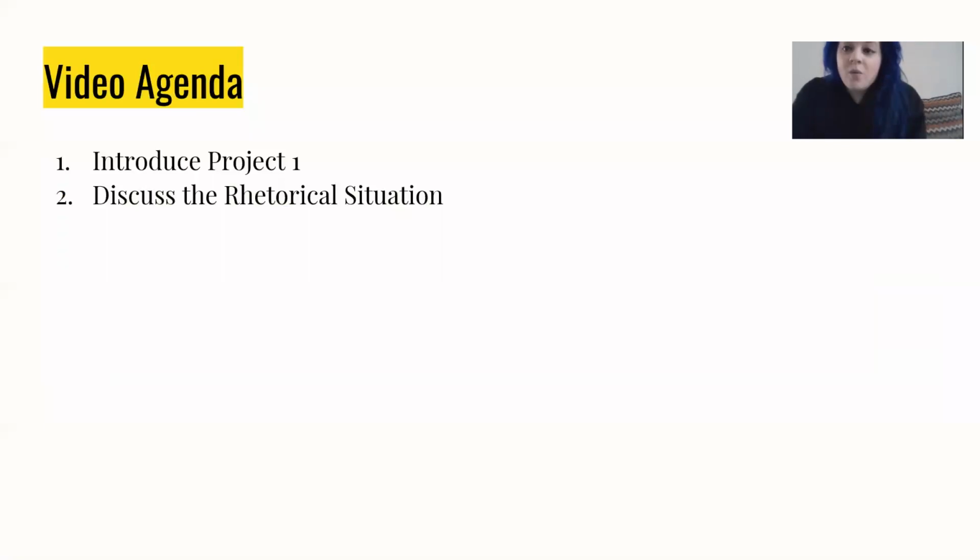All right, so what we're going to do today is I'm going to introduce the assignment of Project 1. The assignment sheet is now available on our Canvas under the first week's module. The rubric is also up there, so please check those out at your earliest convenience. And then the second thing we'll be doing is discussing the rhetorical situation. So that will be your first kind of term that you need to know for Project 1, okay?